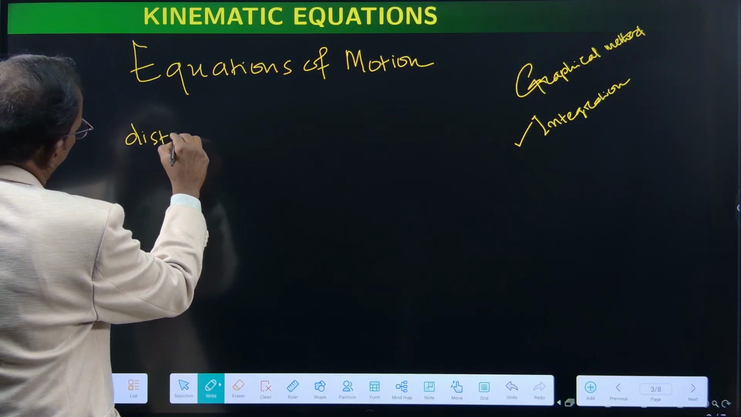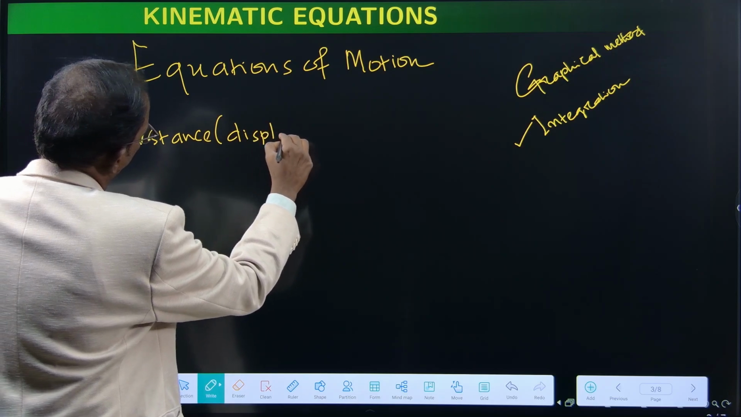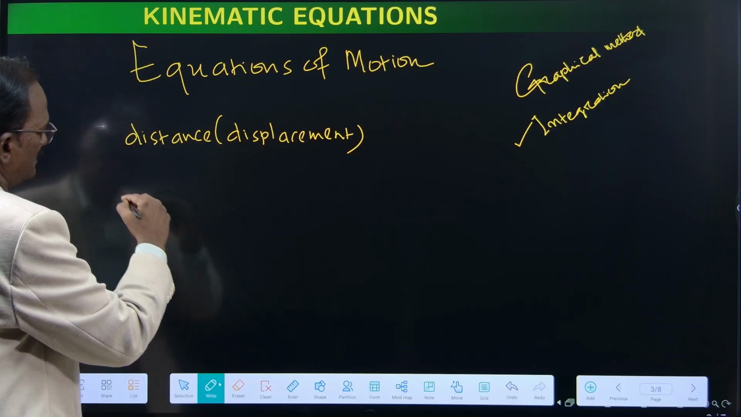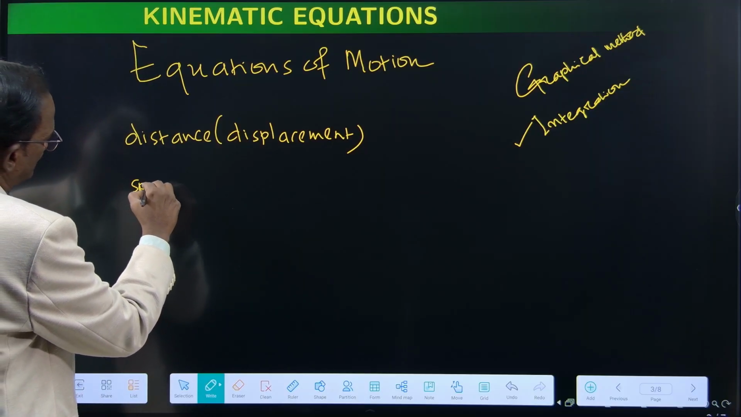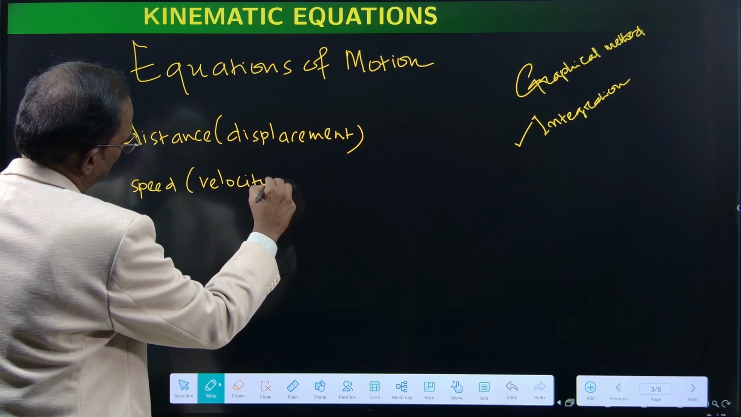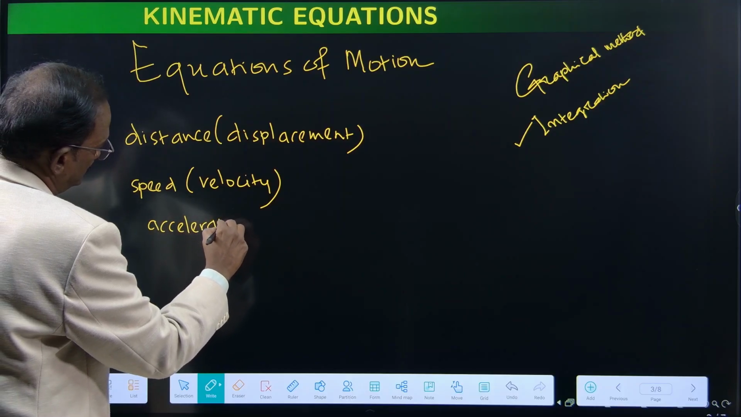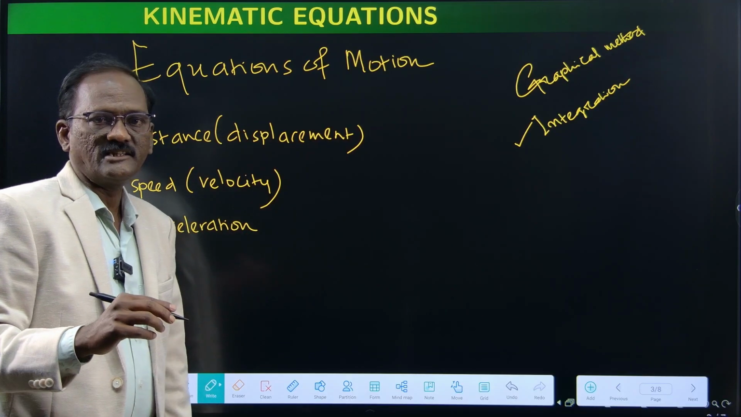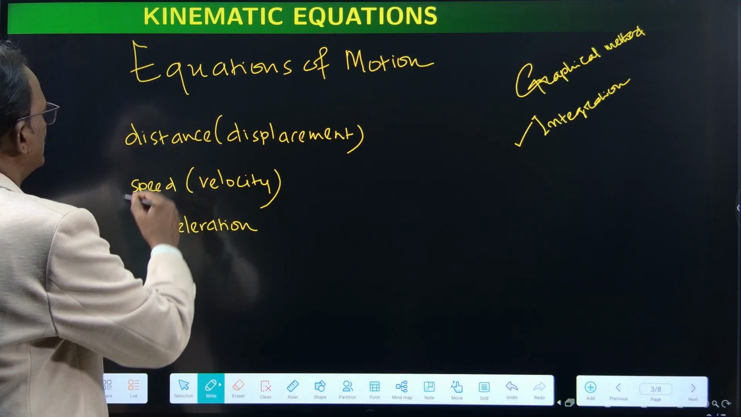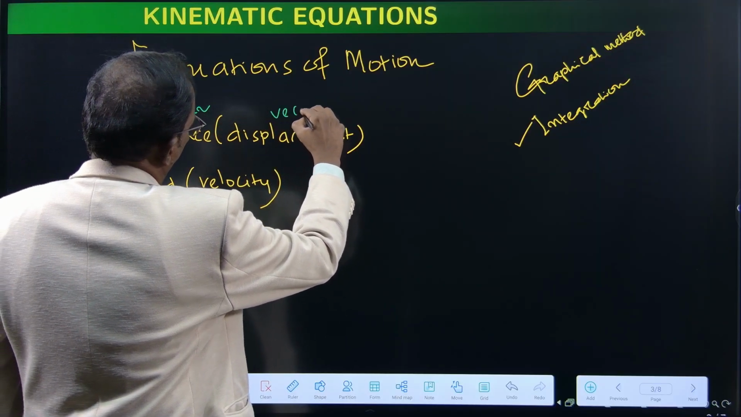Distance, fundamental quantities, also displacement, then speed, also velocity, then acceleration. These are fundamental quantities and fundamental terms, right? Distance or displacement. So distance is a scalar, displacement is a vector.